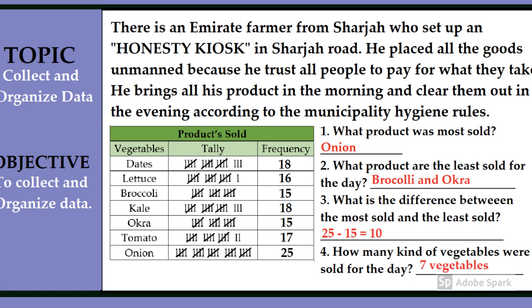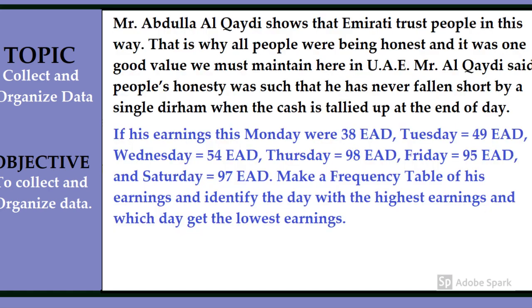The last question, how many kinds of vegetables were sold for the day? So by simply counting how many vegetables are on the frequency table, you can find out that there are 7 vegetables. Let's try another example.